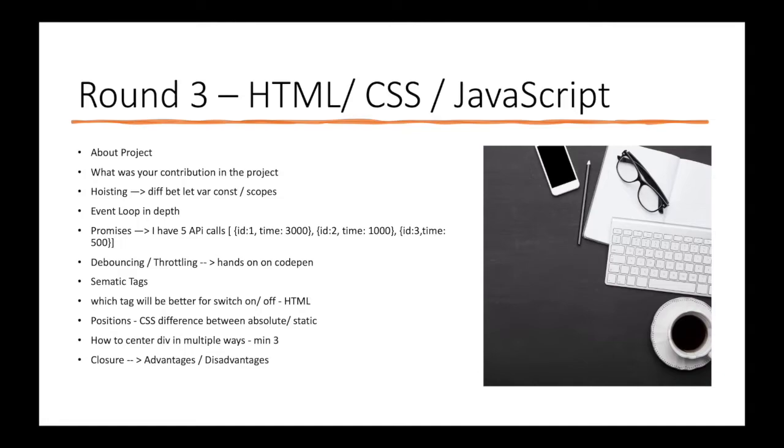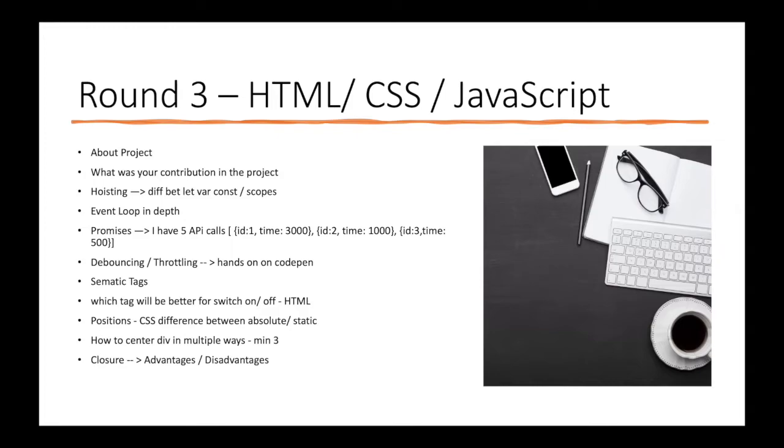What are those semantic tags, what is the difference between inline and block level elements, and what tag could be used for a given situation. Let's say there was one example: which tag would be better for a switch on and off? If you want to implement functionality like on and off, what tag would you suggest? I couldn't recall it at that time, but it was the checkbox. You can think of the checkbox as on and off, so that tag could be used.